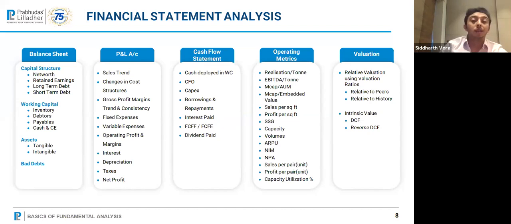Also remember, this rule does not apply to banking companies and mainly financial companies because their business structure, balance sheet structure, everything is very different. When I'm talking about cash flows, I'm talking about manufacturing or service companies, not financial companies. So do keep that point in mind.